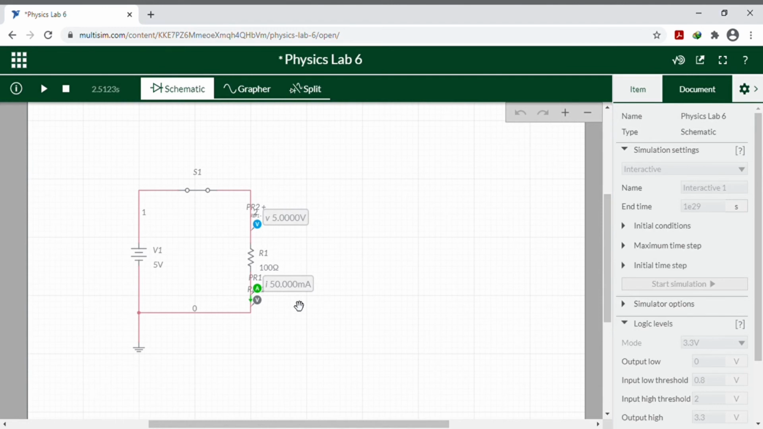So here we can say that the relationship between the current and the resistance is that the resistance is inversely proportional to the current, where the higher the value of the resistance is, the lower the value of the current we will get.